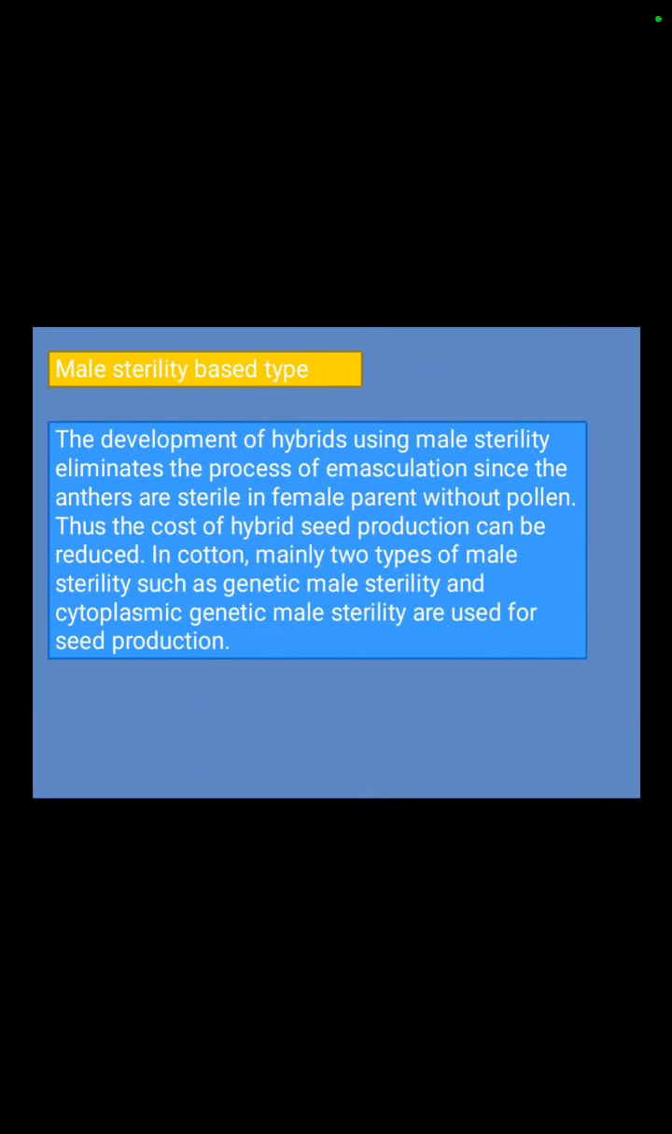Male sterility based type. The development of hybrids using male sterility eliminates the process of emasculation, since the anthers are sterile in the female parent, without pollen. Thus, the cost of hybrid seed production can be reduced. In cotton, mainly two types of male sterility, genetic male sterility and cytoplasmic genetic male sterility, are used for seed production.